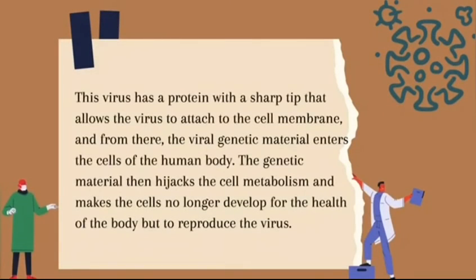This virus has a protein with a sharp tip that allows the virus to attach to the cell membrane, and from there, the viral genetic material enters the cells of the human body. The genetic material then hijacks the cell metabolism and makes the cells no longer work for the health of the body, but to reproduce the virus.